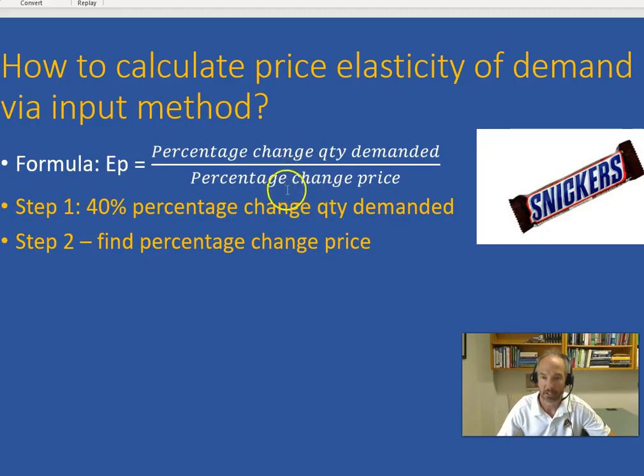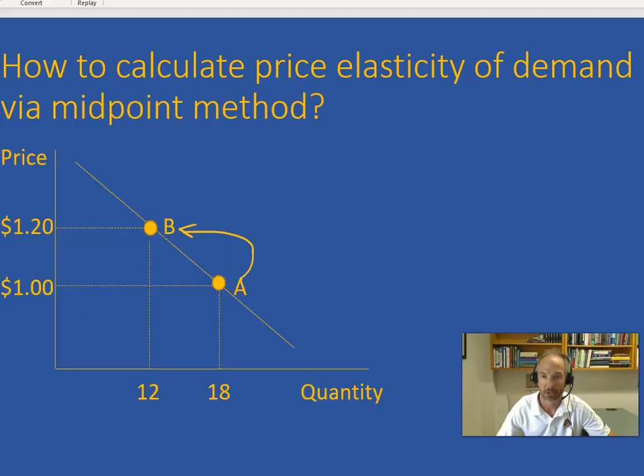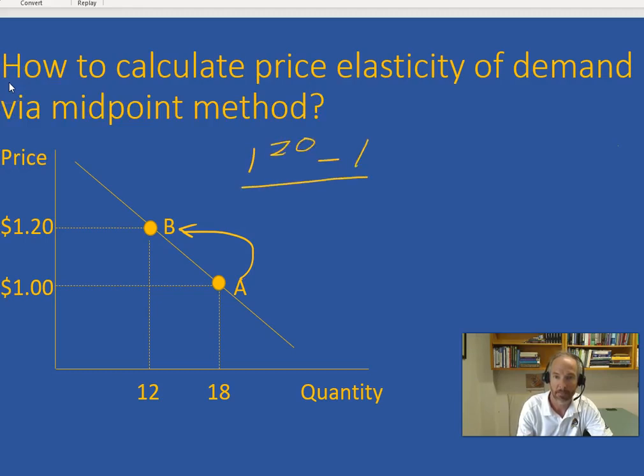Now we need to do the same approach to calculate the percent change in price. So to calculate the percent change in price, if we are going from A to B, the new price would be $1.20. The original price would be $1. All of that is going to be divided by the average price.